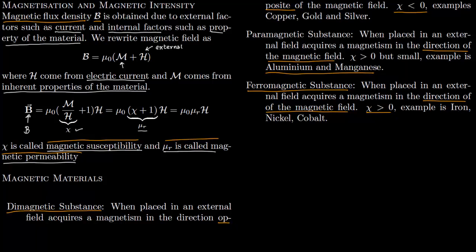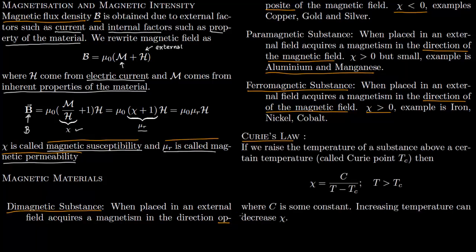So now we talk about Curie's law. If you raise the temperature of a substance, say you have something like iron and you keep heating it above a certain temperature, which we call the Curie point, then above Tc we have a law where the magnetic susceptibility chi is inversely proportional to the temperature. So as you increase temperature, you start reducing the magnetic susceptibility.